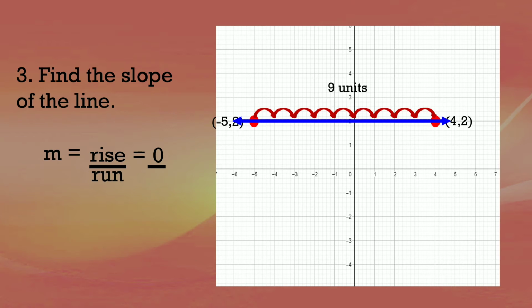So, dahil papunta tayong kanan, positive 9 ang gagamitin natin. Pero kung ang direction nyo papunta kaliwa, negative 9. So, since wala naman tayong rise, wag na natin problemahin kung siya ba ay negative or positive. So, lagay na lang natin 9. So, 0 divided by 9 is equal to 0. So, ating slope ay 0.